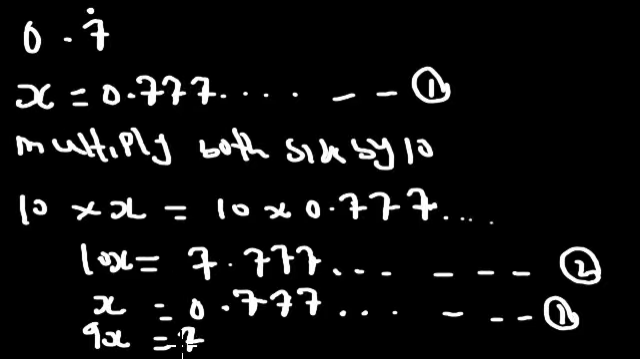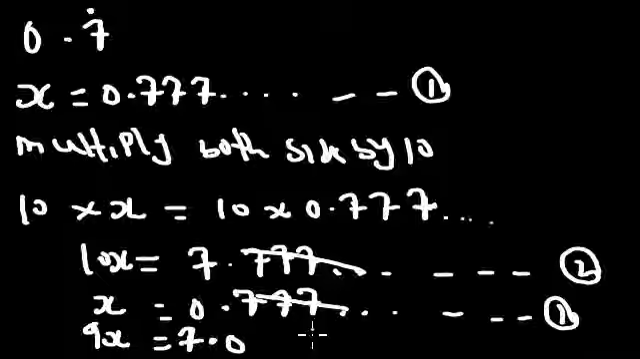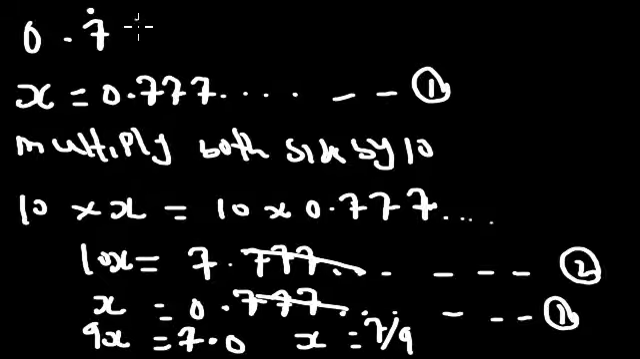Perfect. Then we have 7 point. Now all these will actually get rid of themselves. We have 0. 0.777 minus 0.777 will get rid of themselves. And upon dividing through by 9, x would be 7 by 9. And that would be the corresponding fraction to the recurring decimal 0.777 repeating. And that's it, guys.